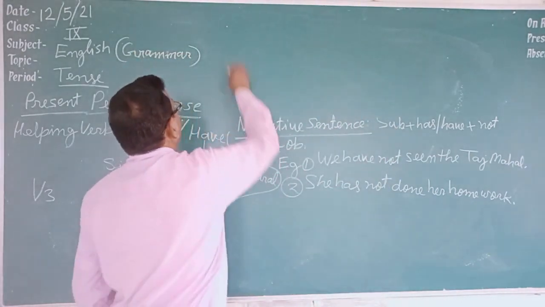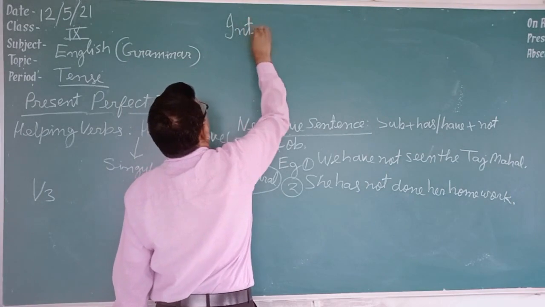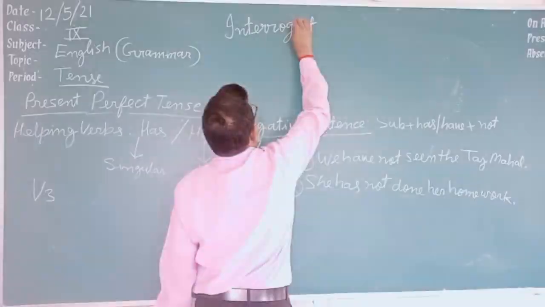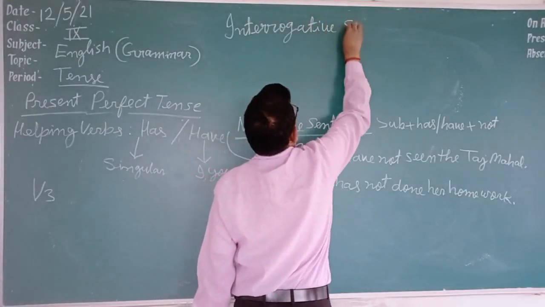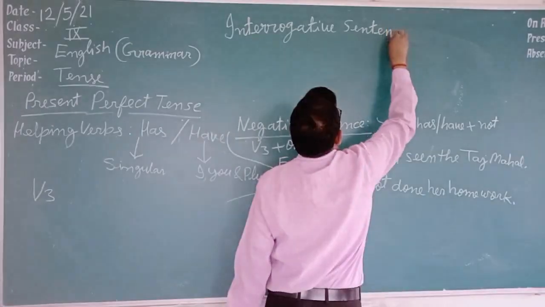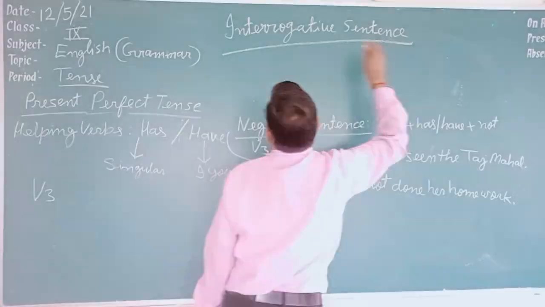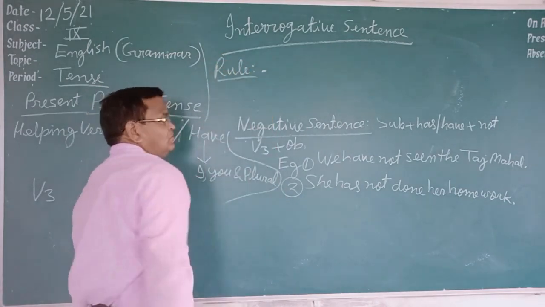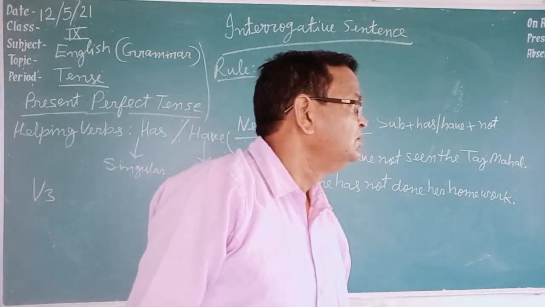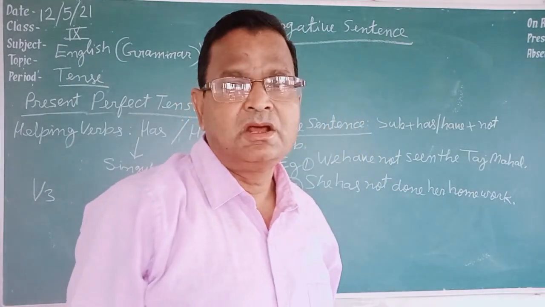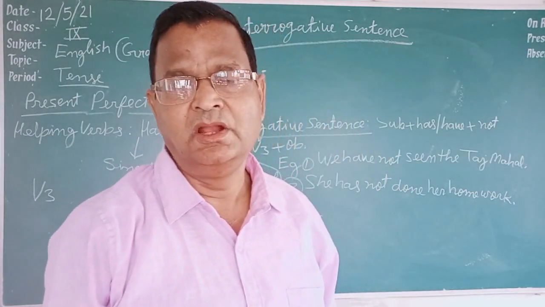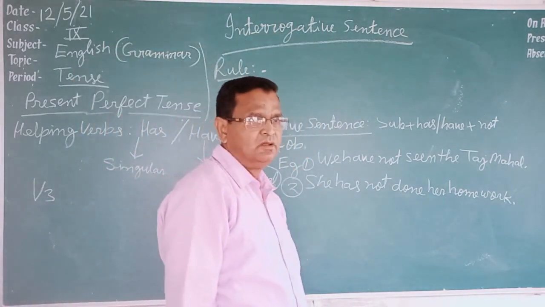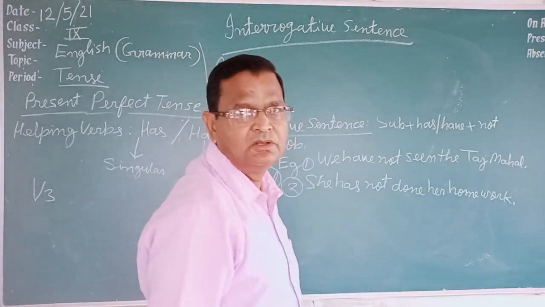Interrogative sentence. Write down the rule of interrogative sentence. Students, I have told you that interrogative sentences are of two types: starting with a helping verb or starting with a question word. So two rules are there. First of all, I am telling you the starting with helping verb rule.